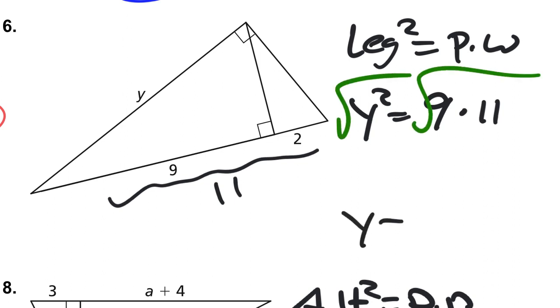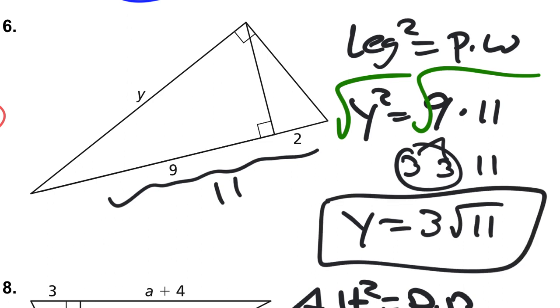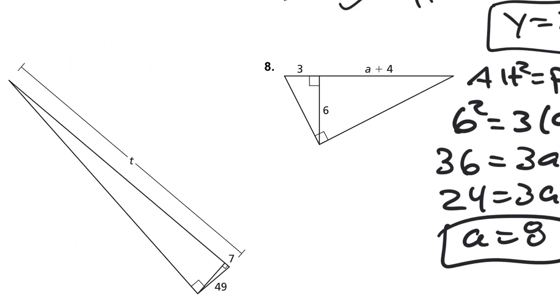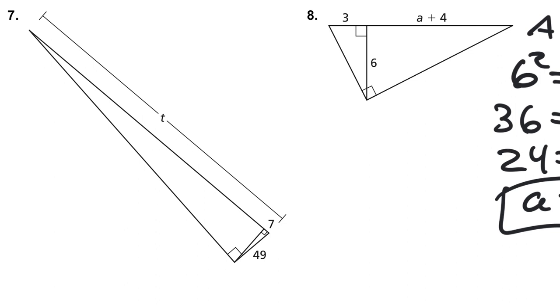I'm going to get that y equals, well, 9 is 3 times 3. 11 is prime, so it stays 11. I have a pair of 3s, so I get 3 square root 11. And now let's look at number 7. This is a great one because it's an interesting picture just to look at. My 49 here is a leg, and then I have my part and I have my whole. I don't have the altitude.